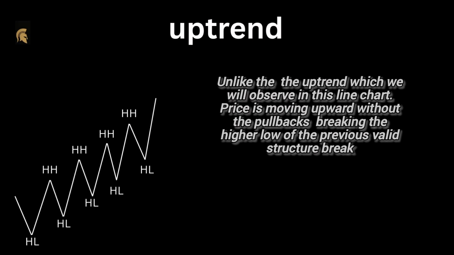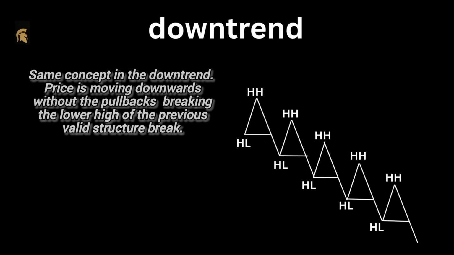Unlike the range, in the uptrend, which we will observe in this line chart, price is moving upward without the pullbacks breaking the higher low of the previous valid structure break. Same concept in the downtrend. Price is moving downwards without the pullbacks breaking the lower high of the previous valid structure break.